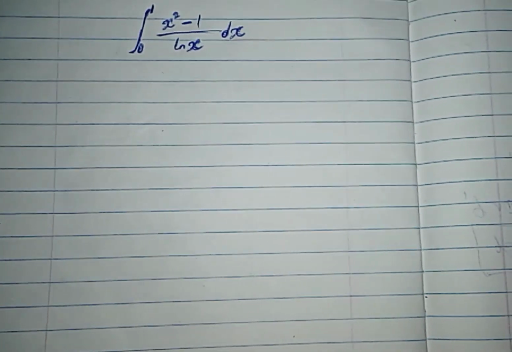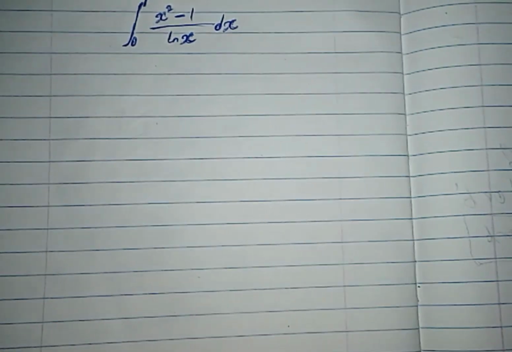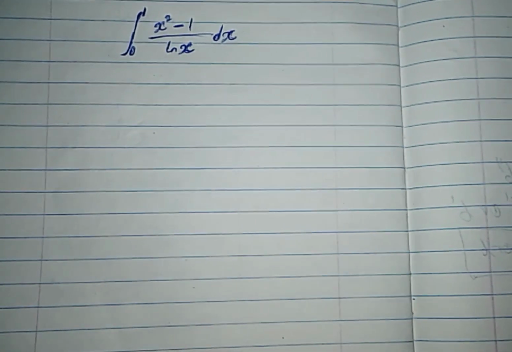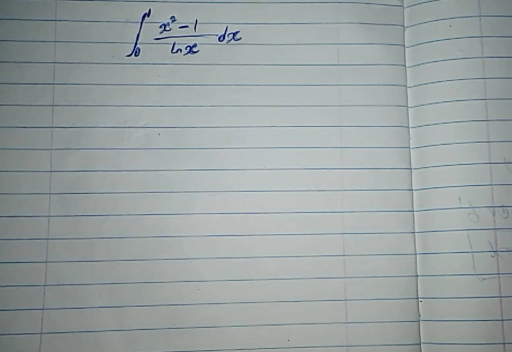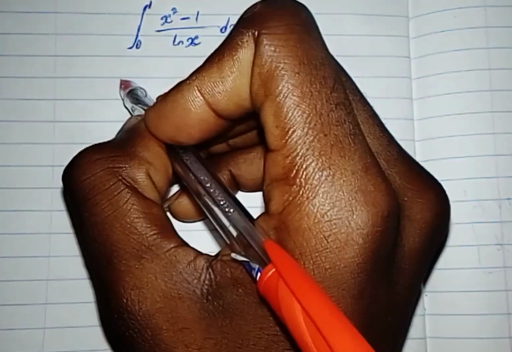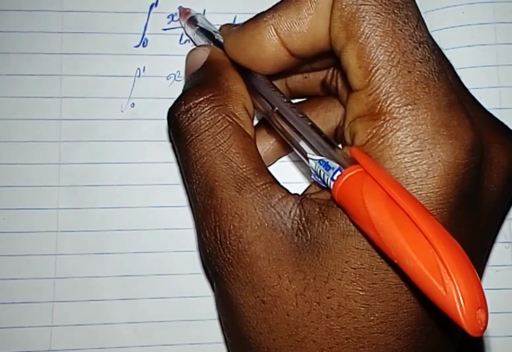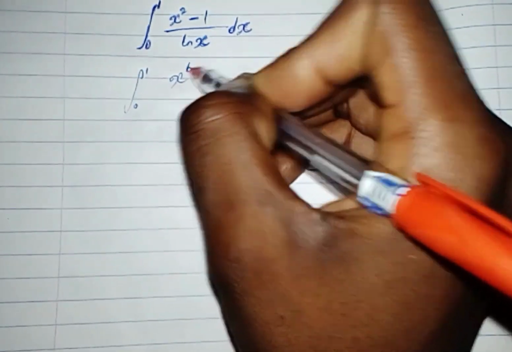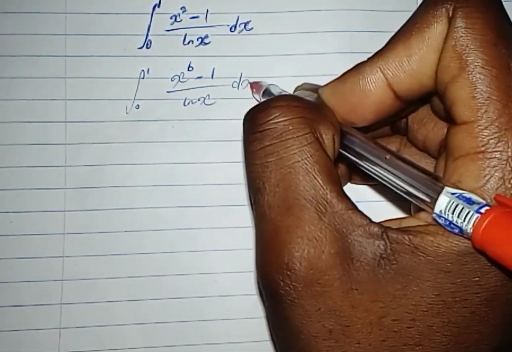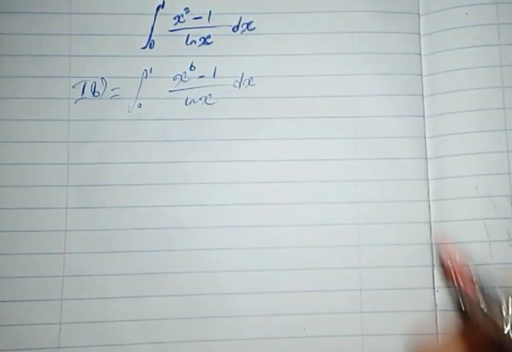Feynman's technique allows us to introduce a parameter inside of the integral and differentiate the integral with respect to that parameter. So this is what Feynman's technique is all about. It says we can say this is the integral from 0 to 1 of x to the b minus 1 over ln x dx. So we make I of b that function.